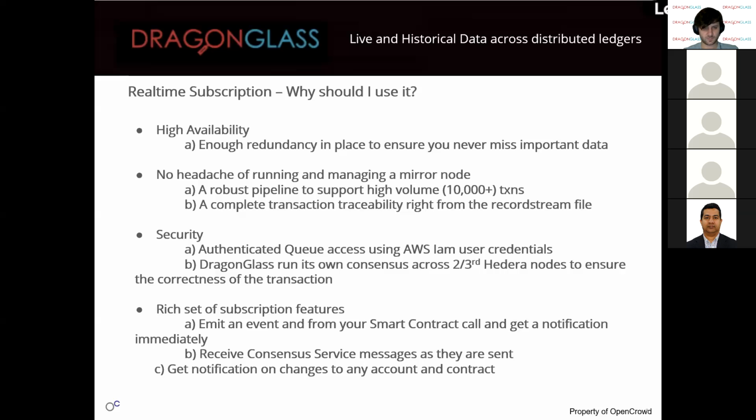Second thing is, for consensus service, if a message is sent on a topic, you will get that message immediately, just like any message queue. This real-time subscription will act as a message queue for you, and you can basically read from the message queue. And finally, you can get notification of any change for an account or a contract. This way, you will get the whole transaction record if you set up your subscription that way.